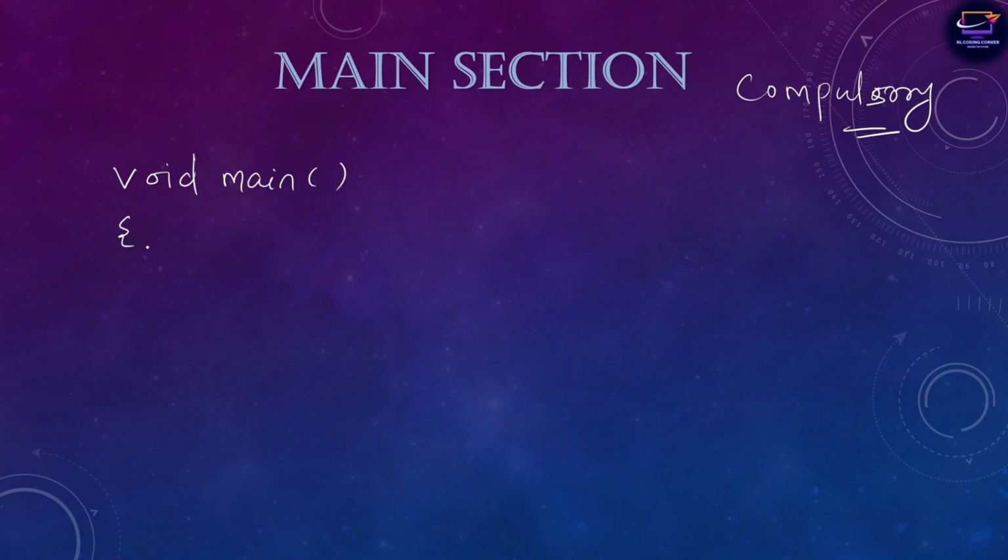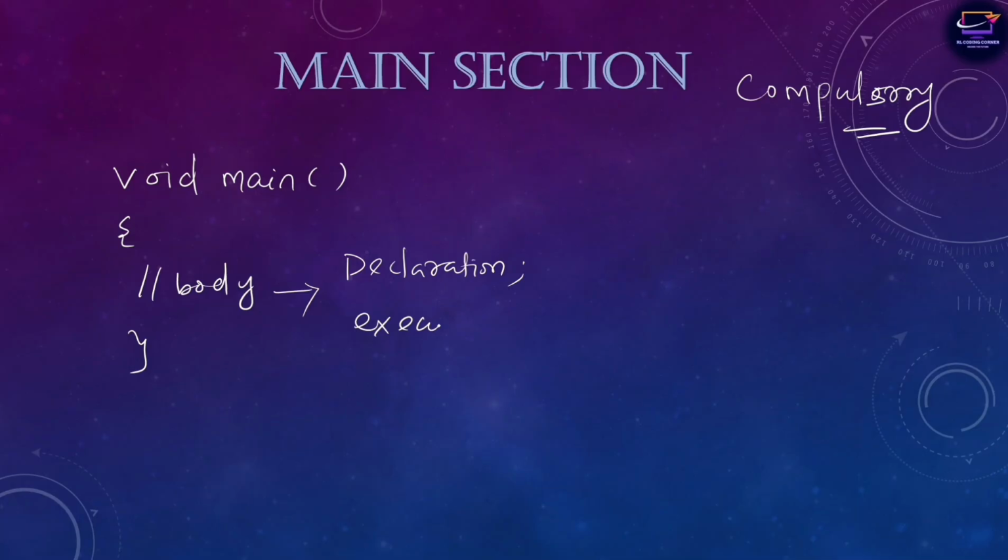See, main function you write void main, then inside the scope is the body, wherever you write the content of the program. So this is the body of the main function. Here we will write your program statements. Now here also two parts are there. In the body section there are two parts. First is the declaration part and second is the executable part.